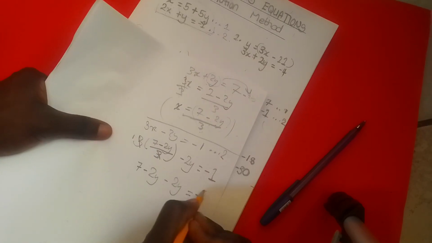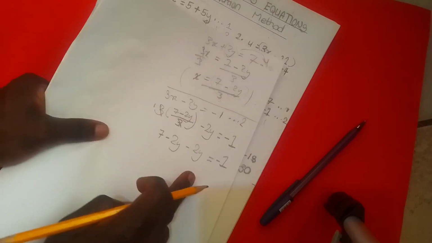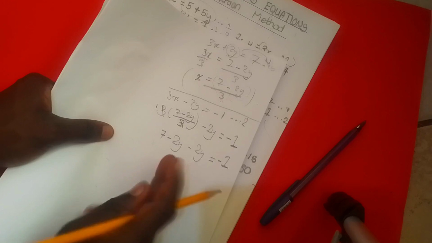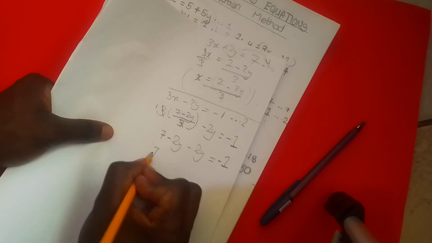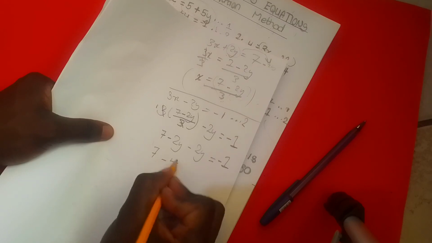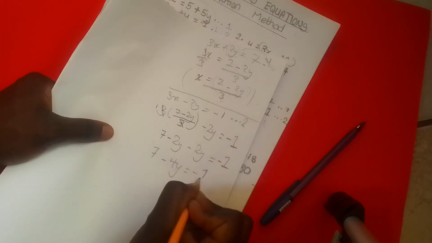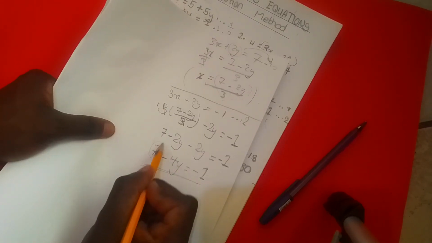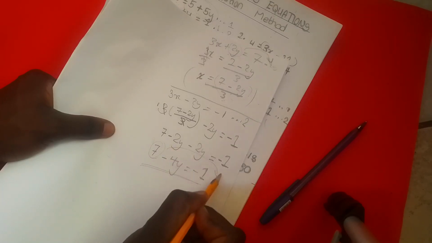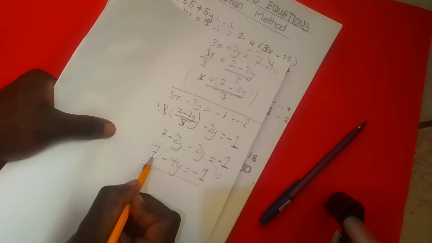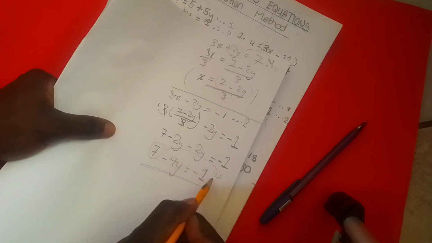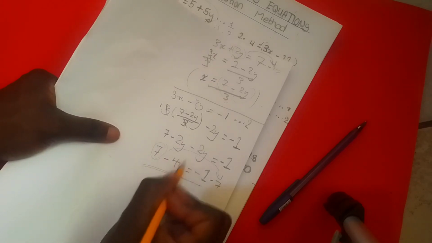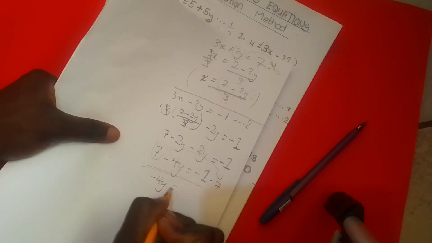...is equal to negative 1. Learn how to simplify, okay? Simplifying is very easy. Negative 2y minus 2y is equal to negative 4y. So 7 minus 4y is equal to negative 1. It's now a simple linear equation. So obviously 7 will fly across the equal sign and, since it's a positive 7, it will become a negative 7. So negative 4y is equal to negative 8.